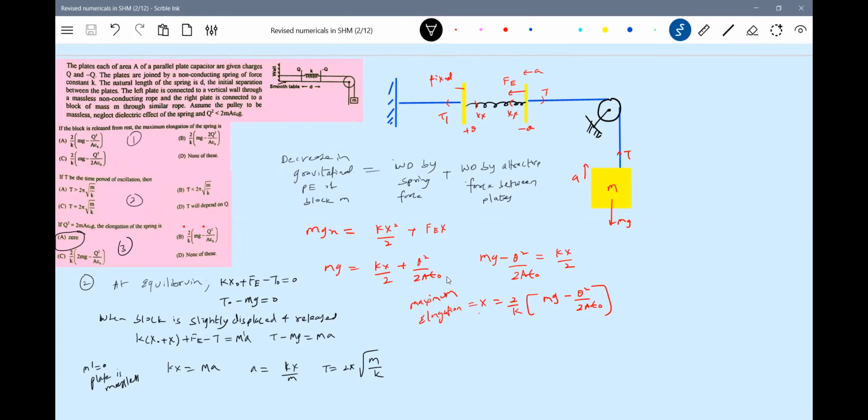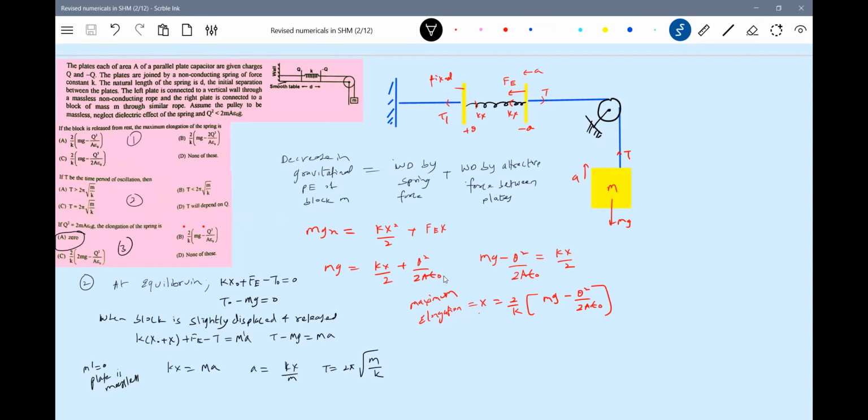Can be done. Very, very simple problem it is. Now I can bring some friction between the plates, then so many other things will come. You can analyze now. So what is the force of interaction between the plates? It will remain constant. It's independent of the separation between the plates. That's why we took Fe here.